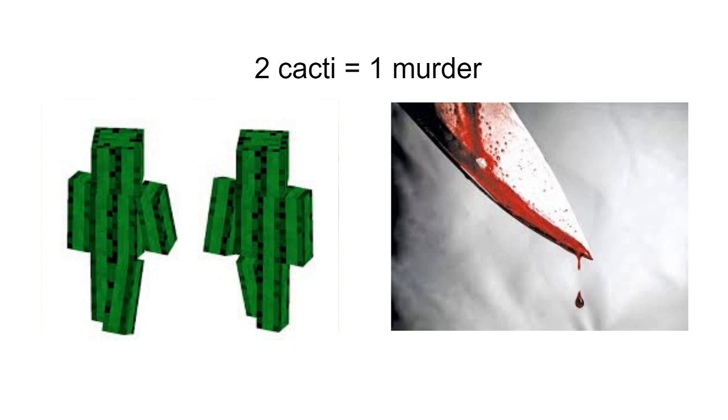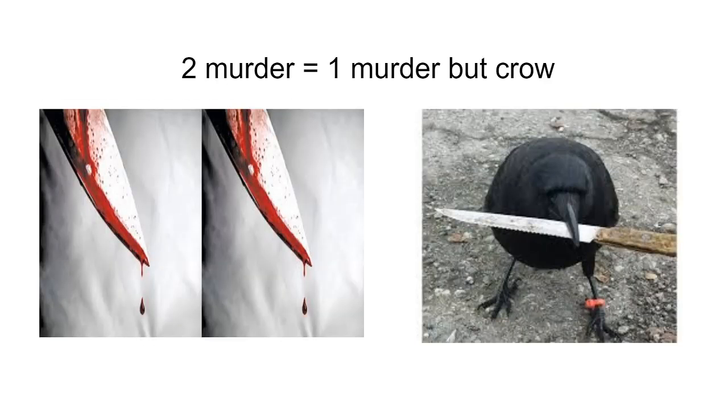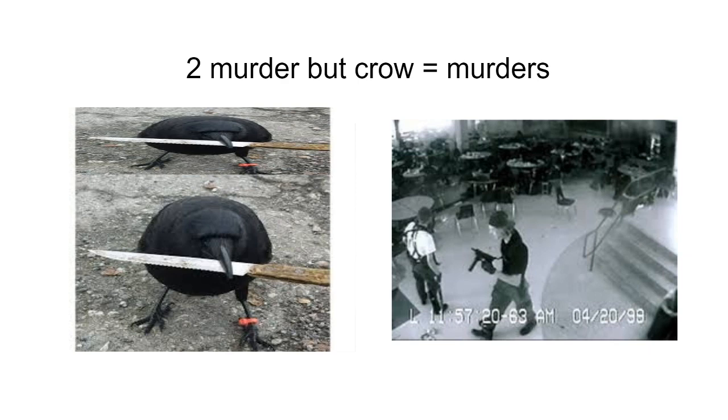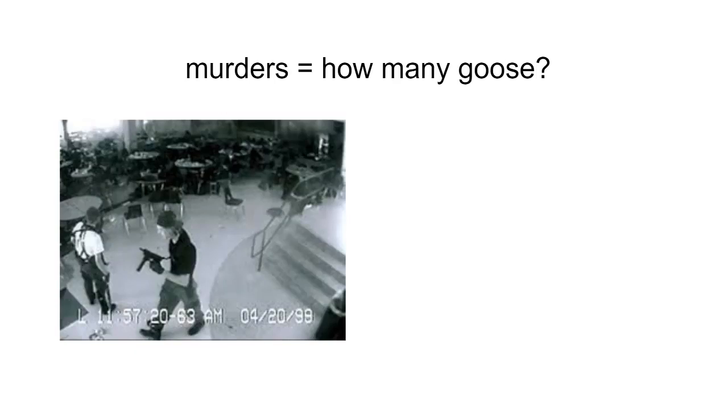You're thinking, Andrew, I think you're thinking of the murder plural, like the murder of crows. No, no. Two murder equals one murder, but crow. This is what you were thinking of. Our murder of crows is actually just a crow that's murdered somebody. The crow has a knife. Two murder but crow equals murders, and this, I'm gonna quickly skip over this one.